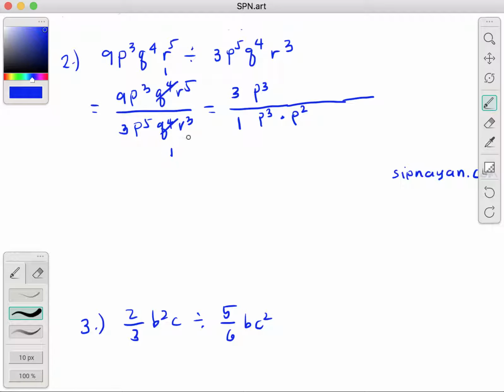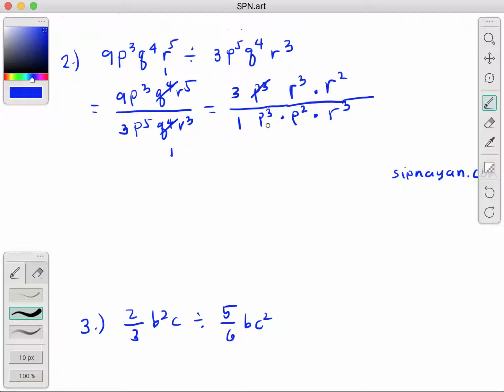sa denominator. Next is we have r fifth, tsaka meron tayong r cubed sa baba. So, mas maliit yung sa baba, we have r cubed. Dapat magkaroon din tayo ng r cubed sa taas. Pero, since r to the 52, meron pa tayong r squared. No? So, na-break na natin yung mga variables, no? Na pag-iwa-hiwalay na natin. So, we can cancel them.